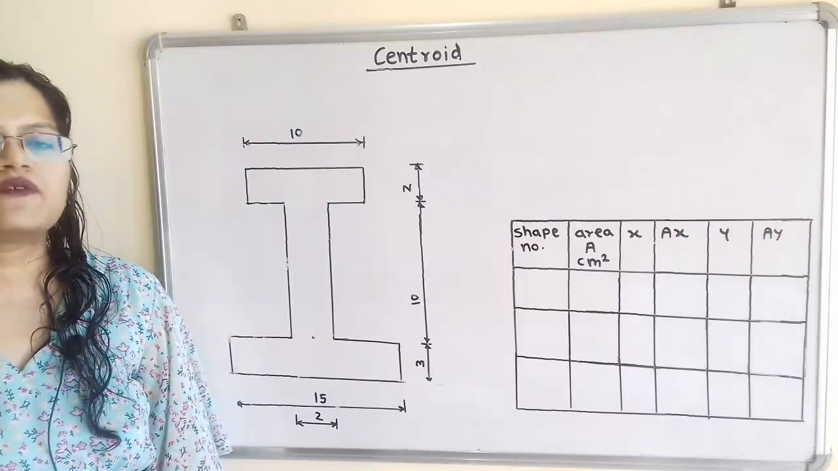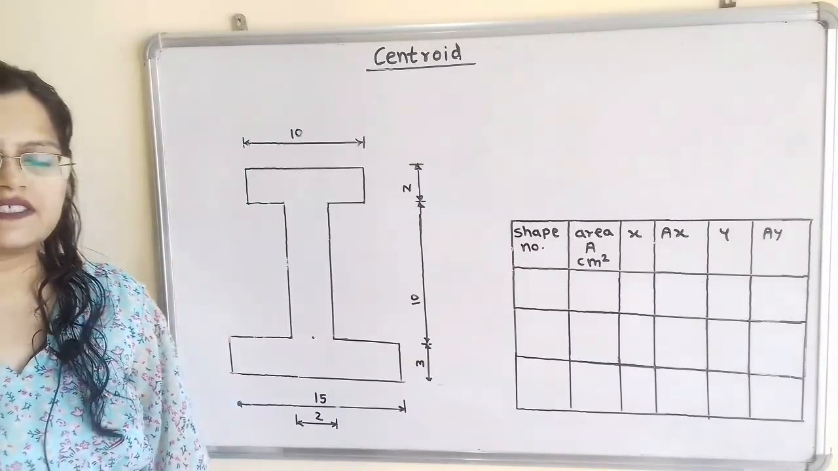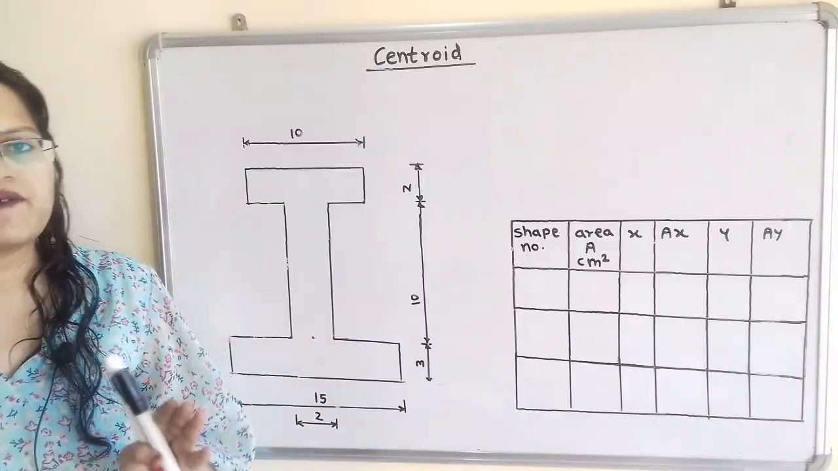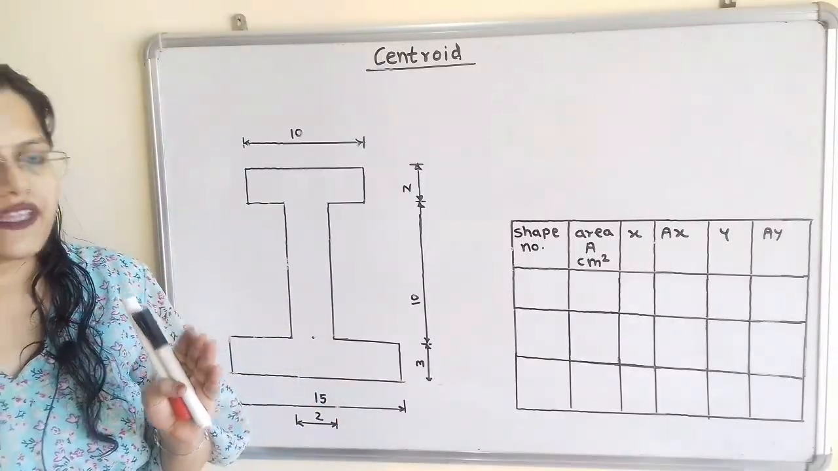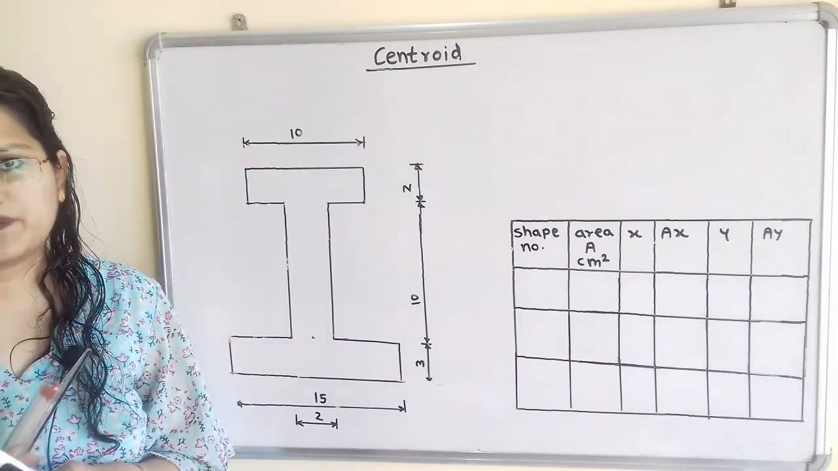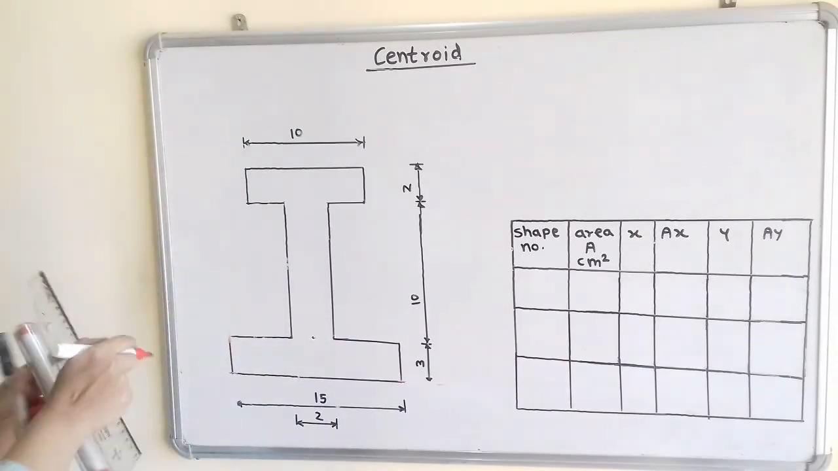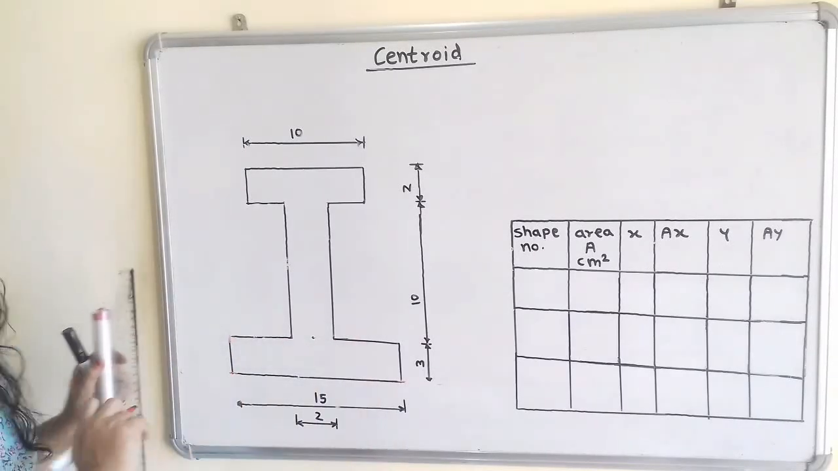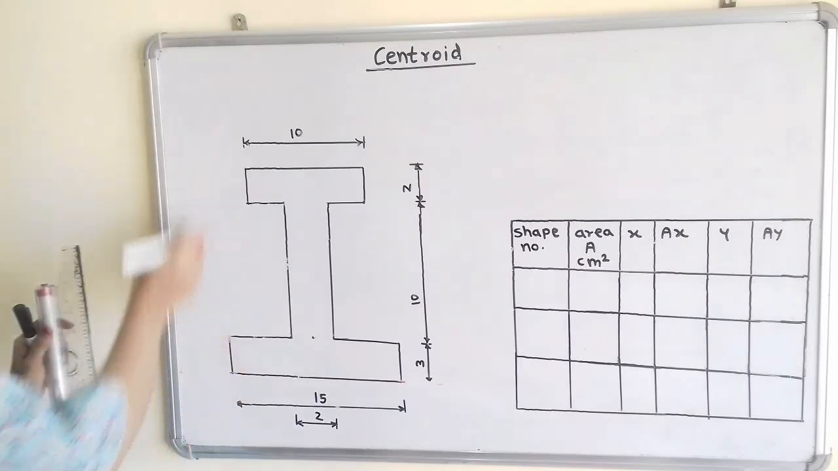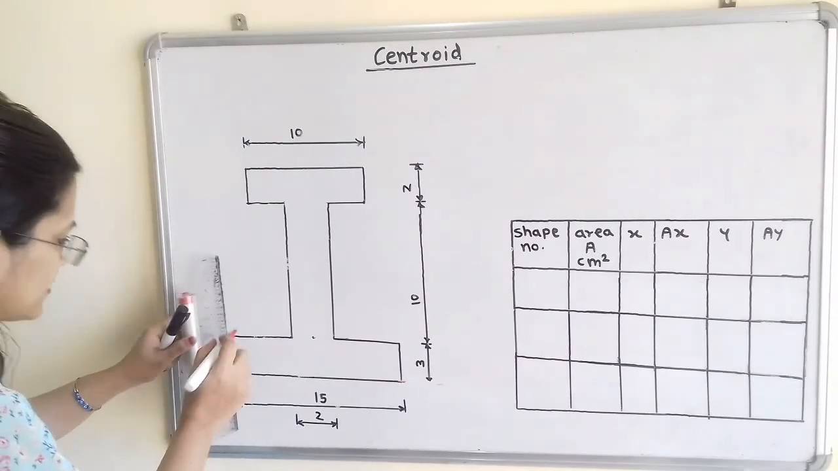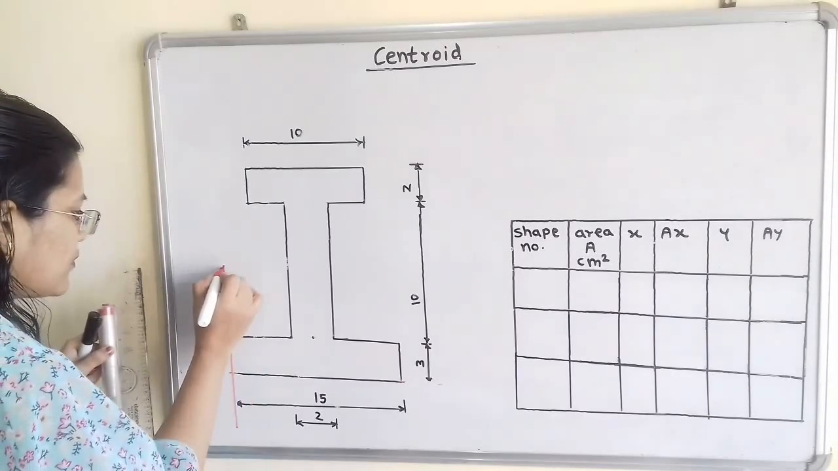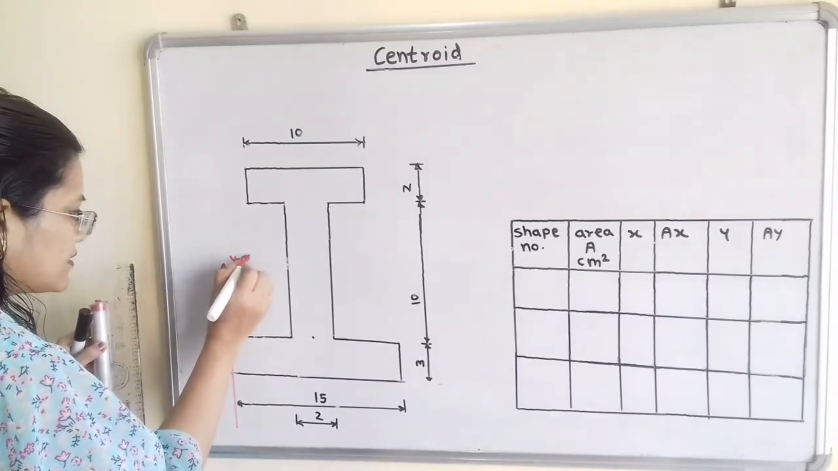So first step, we have to select the x-axis and y-axis. We have to select the x-axis and y-axis in such a way that this diagram should be in the first quadrant. So if we observe, this bottom shape is the larger shape. So this vertical line of the bottom shape I will extend as a y-axis. So if I extend this line, then this vertical line is y-axis.